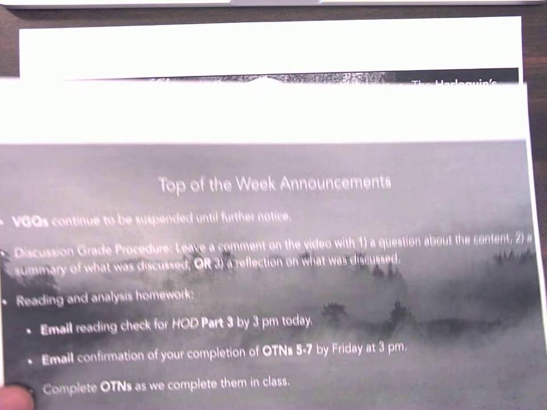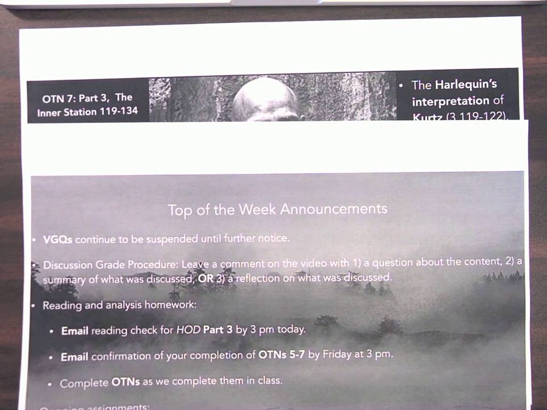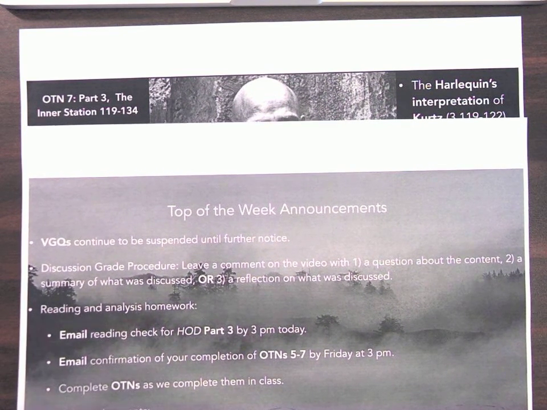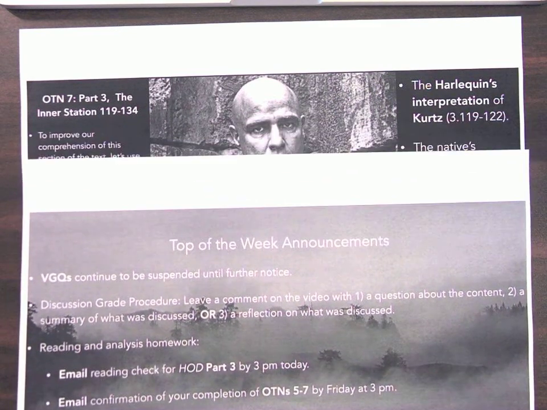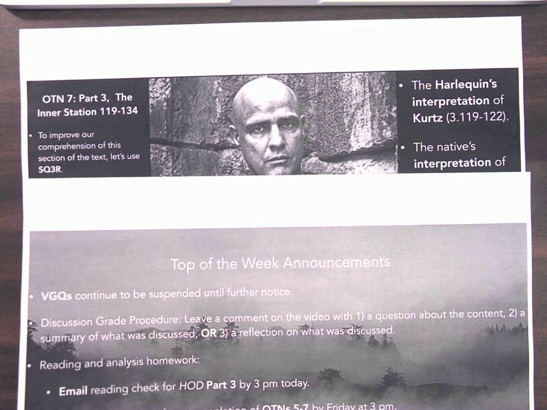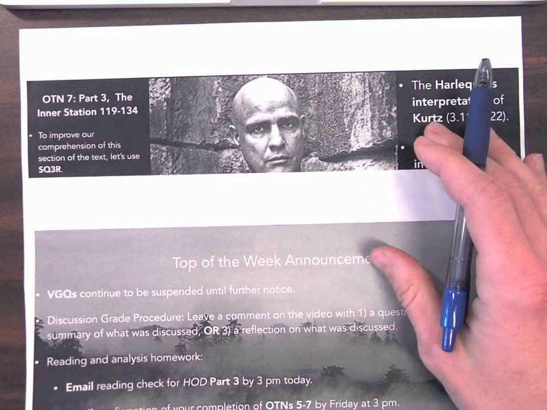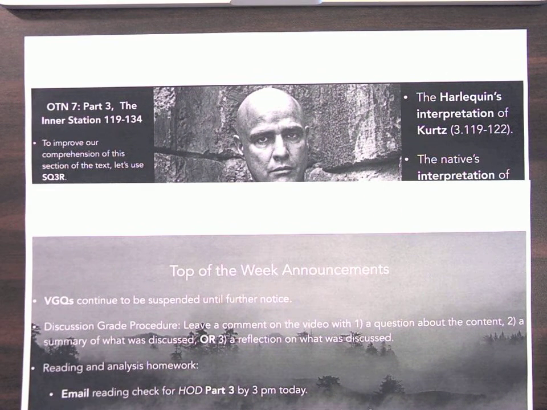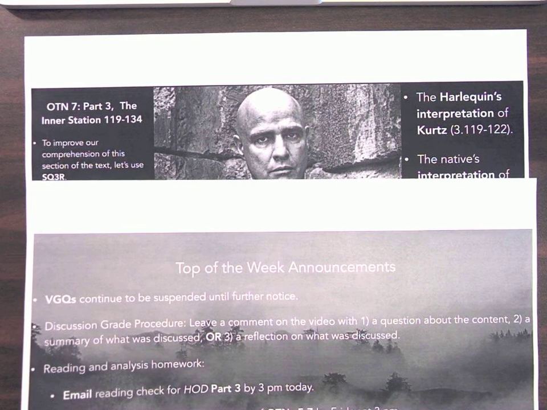Today we're going to be working through OTN 7, which analyzes the first portion of Part 3, in which Marlowe arrives at the inner station and confronts Kurtz, person-to-person, man-to-man. We're going to be conducting an SQ3R for this portion of text. Today should be a relatively straightforward, simple, and brief class before we get into more extensive analysis of the meaning of these pieces of text later this week.